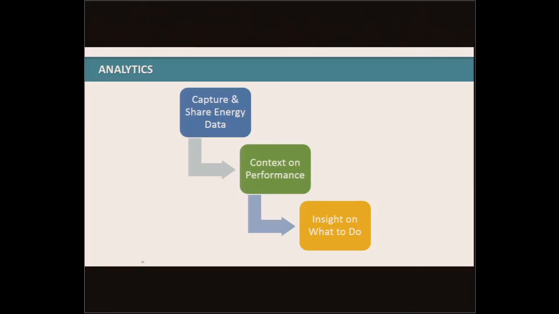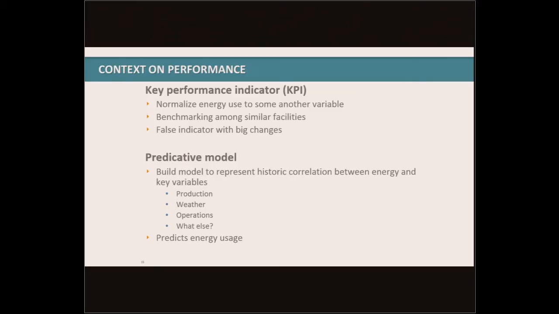So the analytics, we've talked about capturing and sharing the data. We've got context on performance, and then that should give us insight on what to do. So a couple different ways we can analyze the data. The two major ways is we can look at key performance indicators, which are KPIs, or we can create a predictive model. So I'm going to talk about both of them here briefly.